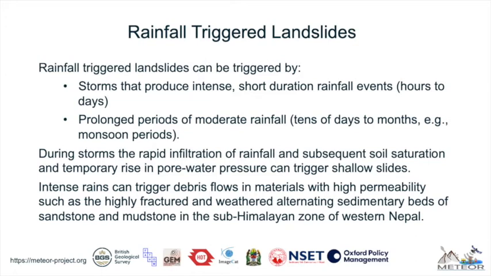Shallow slides and flows are often triggered by shorter duration intense events, and larger deeper seated failures require a build-up of antecedent rainfall. During a storm, rainfall rapidly infiltrates the slope, leading to a saturation of the soil and a temporary rise in pore water pressure, which can trigger the shallow landslides. The water in the slope acts to oppose normal stress, our resisting force, and reduces the effective normal stress of the slope. Water also increases the mass of material on the slope and, in turn, the gravitational pull.